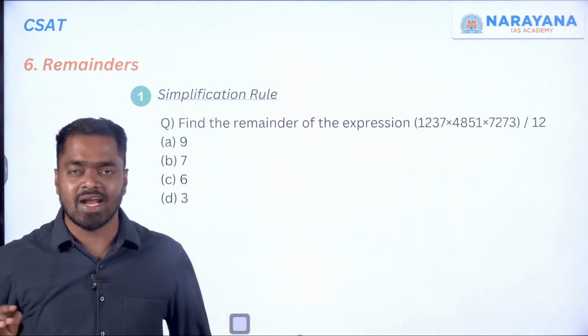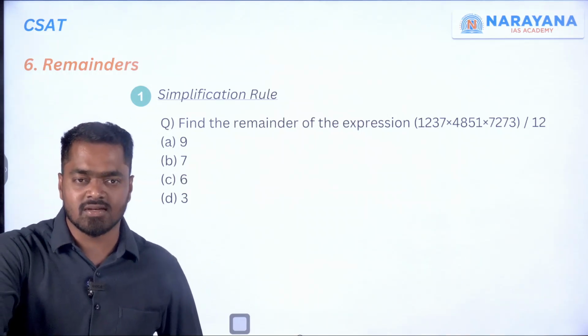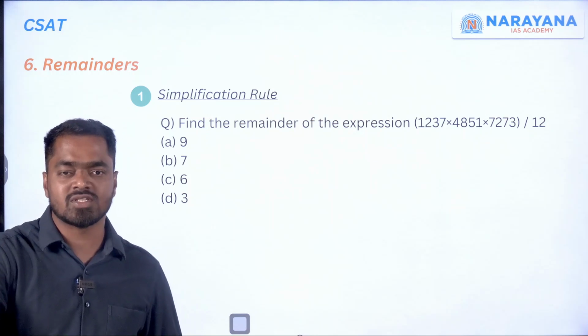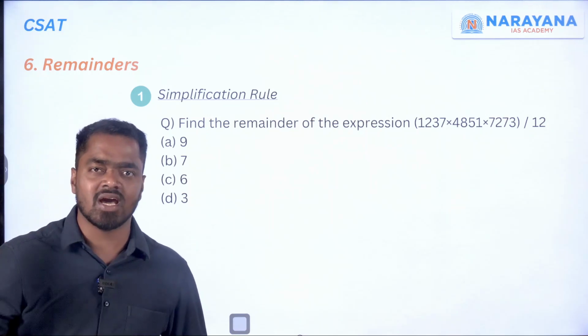In a similar way, try to solve this one. Find the remainder of the expression 1237 into 4851 into 7273 divided by 12. Apply the simplification rules, you will get the answer.